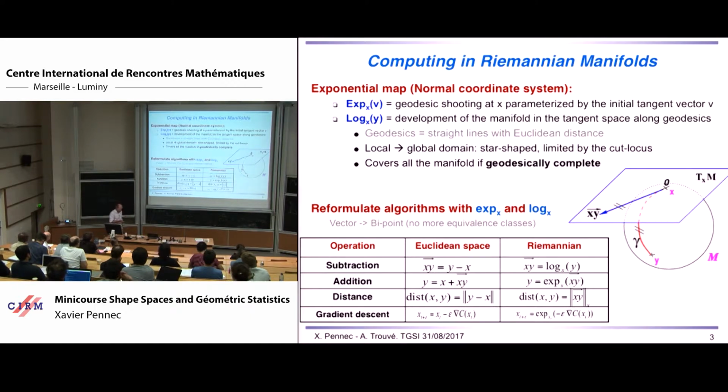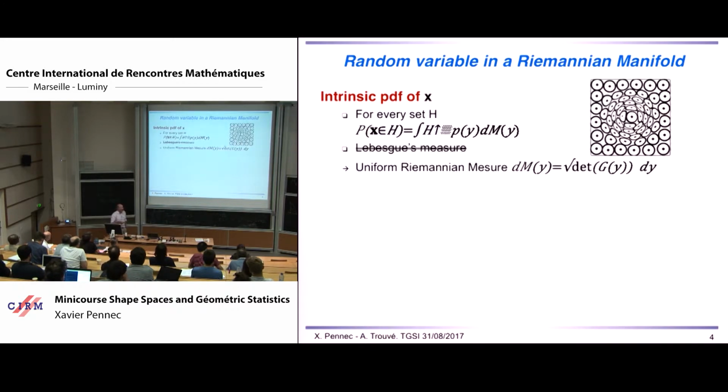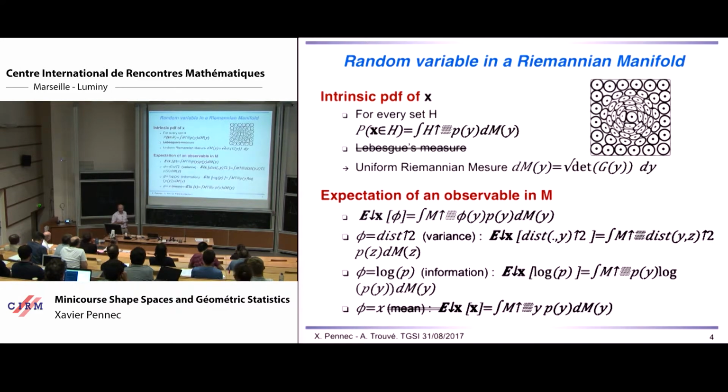But now if we want to do statistics, we need to have densities. So we can try to define densities on, for instance, an embedded manifold, but we can see that it depends on the chart. So we need to actually use the reference measure, which is the Riemannian measure, to do that. That's quite easy. It can be computed in any chart.